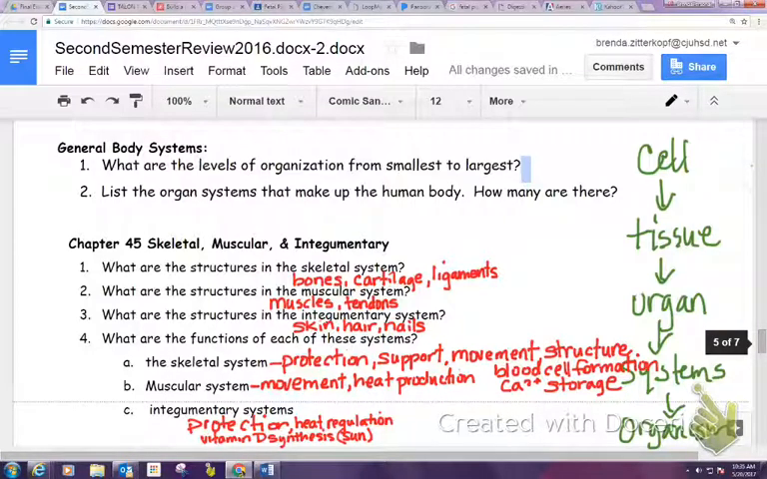Freshman. Okay. Yeah, but you're not there yet. Okay. Okay. Moving along.